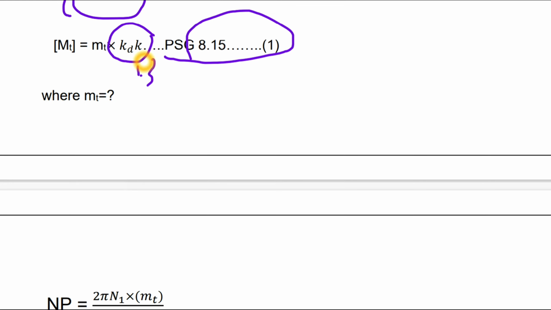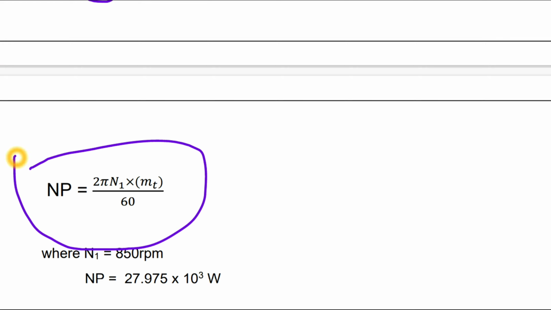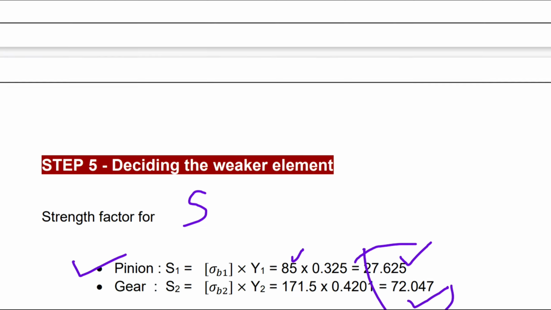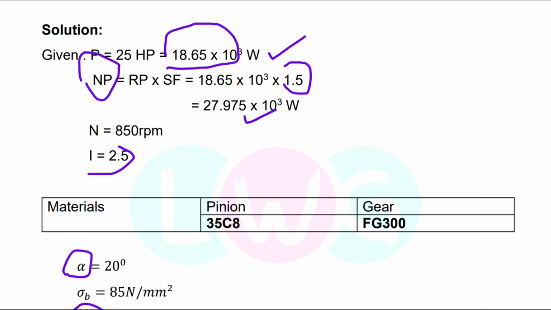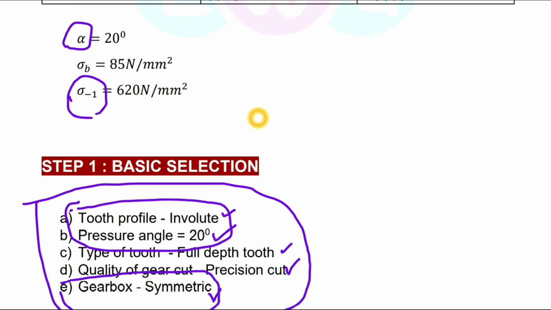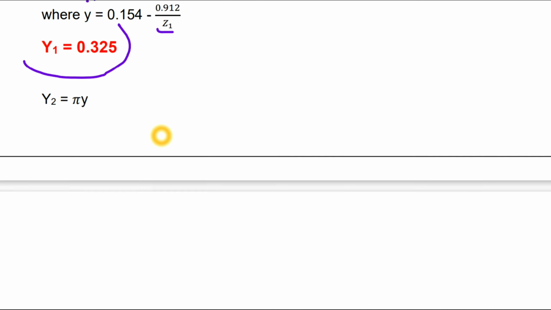As we get the kdk value, the remaining is small mt. So how will we find this small mt? This is the formula you have to remember: Np is equal to 2 pi N1 into small mt upon 60. Here Np is the nominal power. We have found the nominal power, which is 27.975, and the rpm N1 is also given, which is 850 rpm.